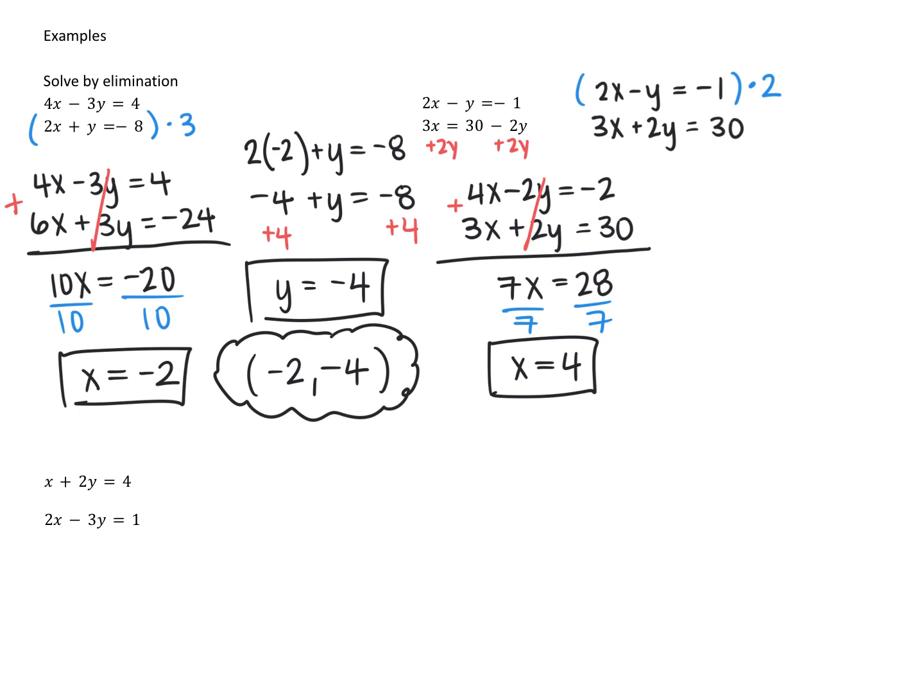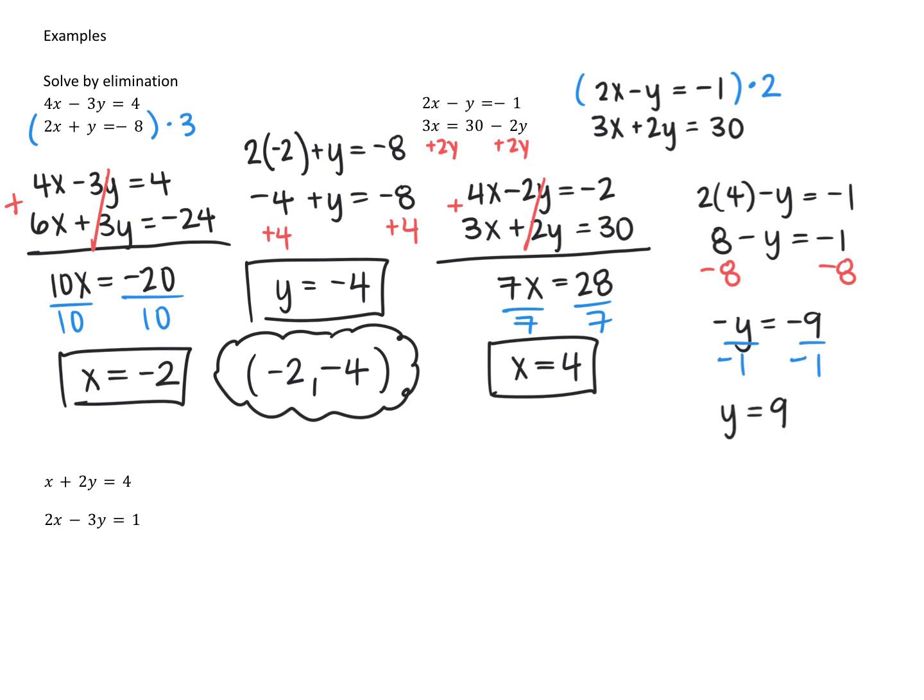And it does not matter which equation I plug that x in to solve for y. And in this case, both of my equations have a negative in front of the y. So I'm going to choose the equation with smaller numbers to plug it back into. So I'm going to use the first one. So 2 times 4 minus y equals negative 1. So we get 8 minus y equals negative 1. We're going to subtract 8 from both sides. So we get negative y equals negative 9, and then we have to get rid of the negative by dividing both sides by negative 1, and we get y equals 9. So as a point, it's 4, 9.